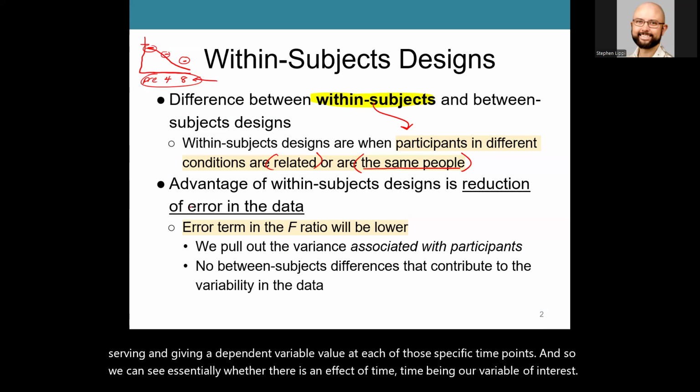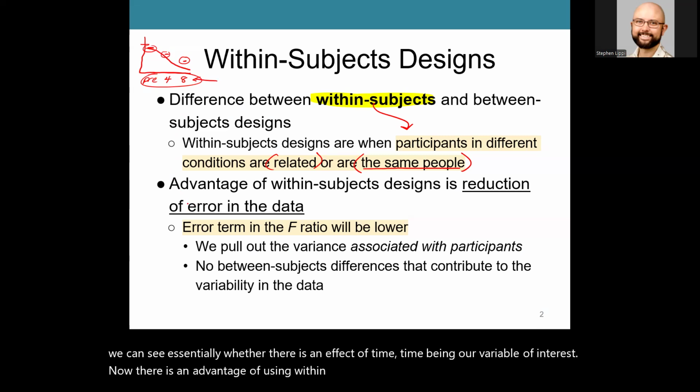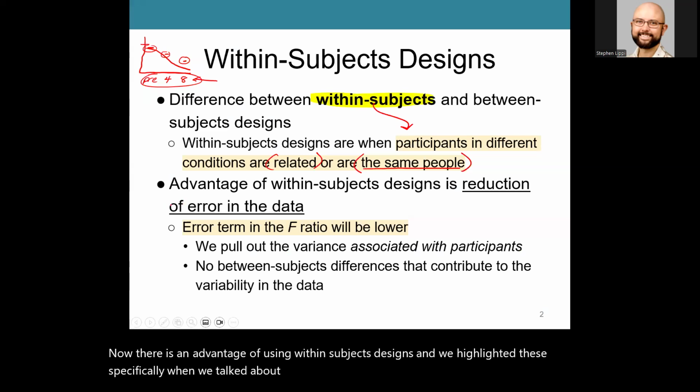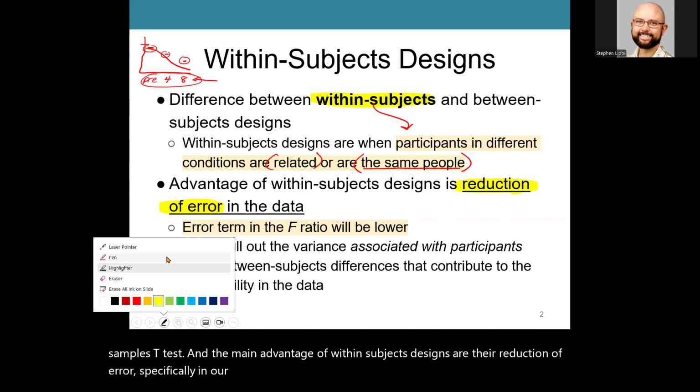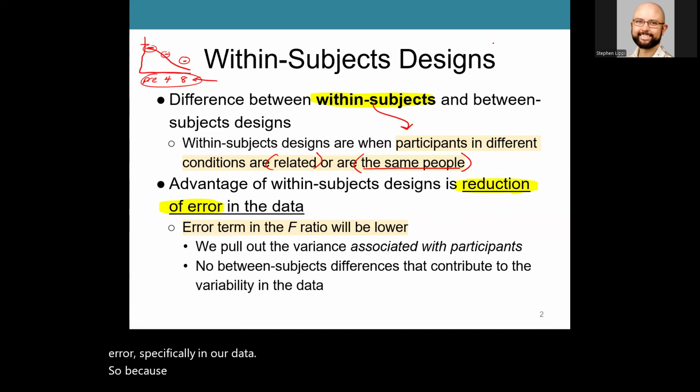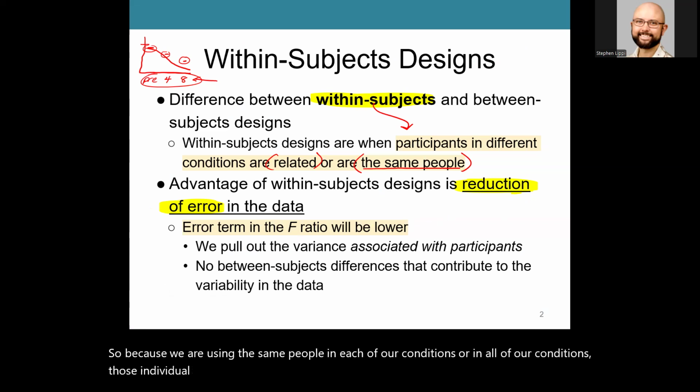Now, there is an advantage of using within subjects designs, and we highlighted these specifically when we talked about the repeated measures t-test, also known as the dependent samples t-test. And the main advantage of within subjects designs is their reduction of error, specifically in our data. Because we are using the same people in all of our conditions, those individual characteristics and participant differences are held constant across those conditions, right?